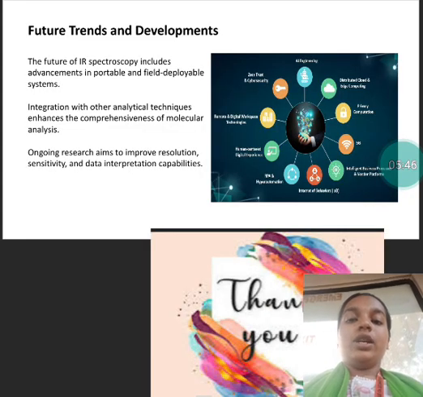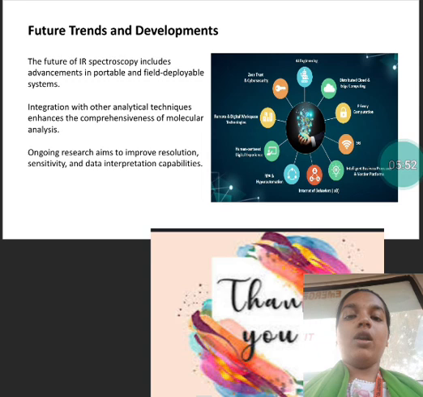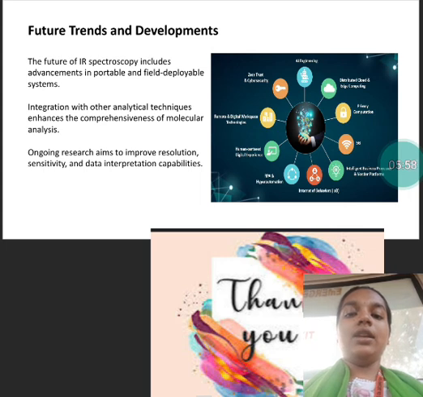Next, future trends and development. The future of IR spectroscopy includes advancement in portable and field deployable systems. Integration with other analytic techniques enhances the comprehensiveness of molecular analysis. Ongoing research aims to improve resolution, sensitivity and data interpretation capabilities.